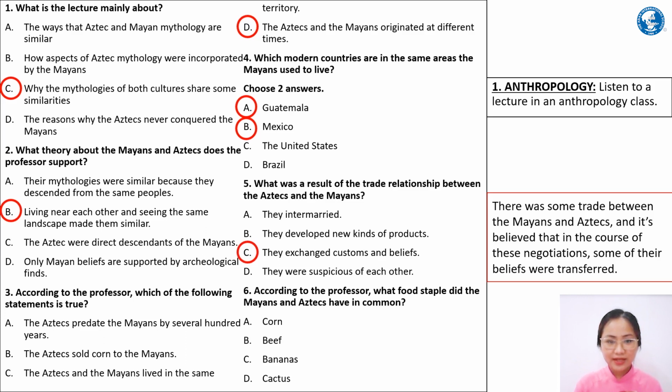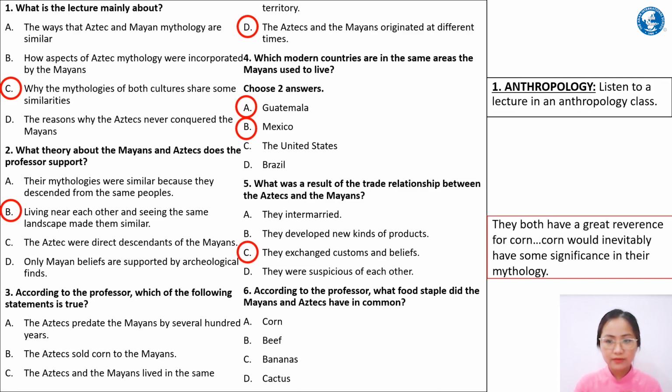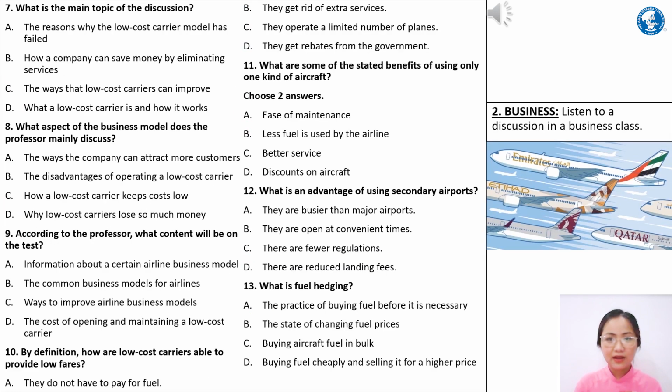For the last question, according to the professor, what food staple did the Mayans and Aztecs have in common? As you can see, they both have a great reference for corn. Corn would inevitably have some significance in their mythology. The answer for this question is A. Corn.